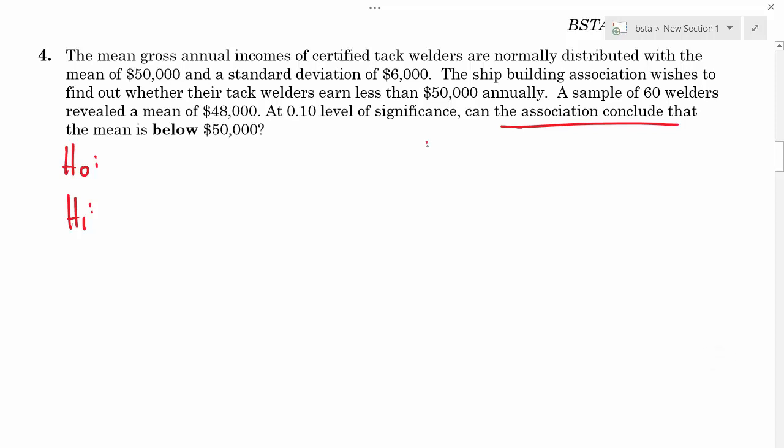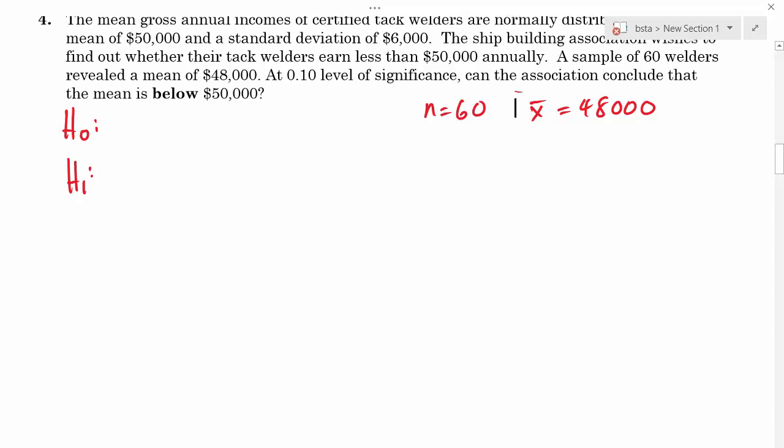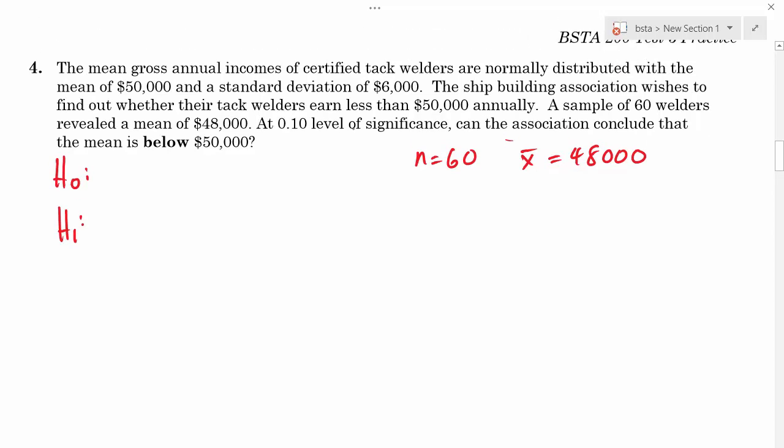So here it said a sample of 60 welders revealed a mean of 48,000. So that is a sample mean. So you have to be able to distinguish between a sample mean, X bar, and the population mean, mu. So we have that information. We also have that the standard deviation is 6,000. Okay? So we have all of that, and we're testing at alpha equals 0.10.